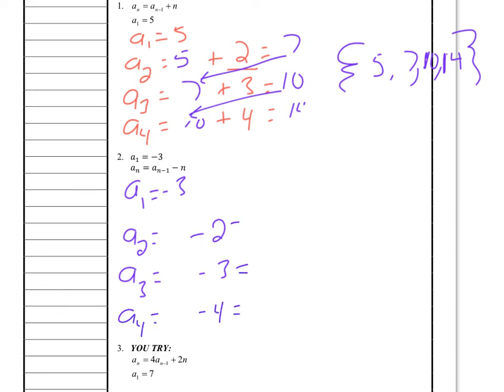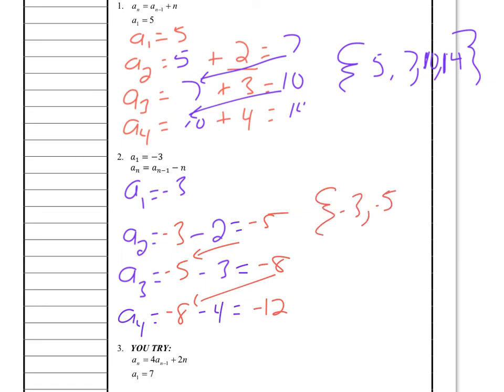You get the idea. So the previous term to a sub 2 was negative 3. Negative 3 minus 2 is negative 5. Then we plug in negative 5. Minus 3 is going to give us negative 8. We take that answer and plug it in. Negative 8 minus 4 is going to give us negative 12. And now we have our answer. Negative 3, negative 5, negative 8, negative 12.